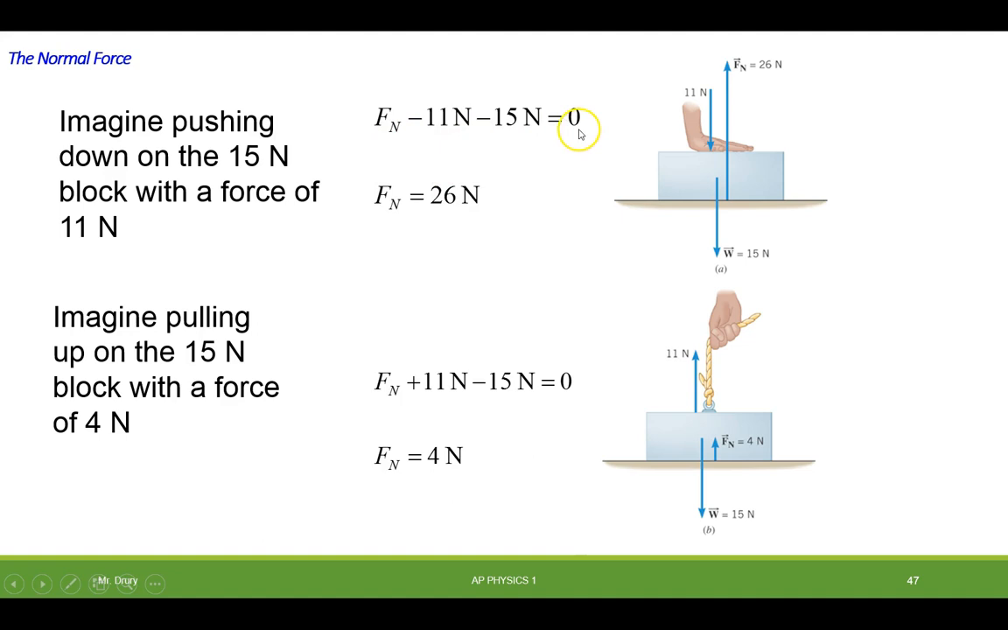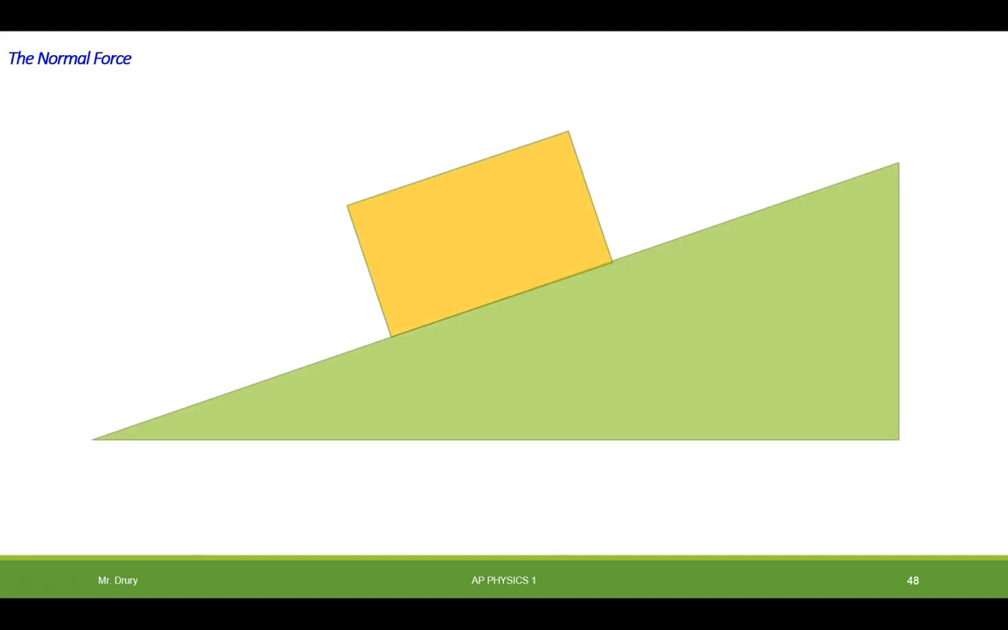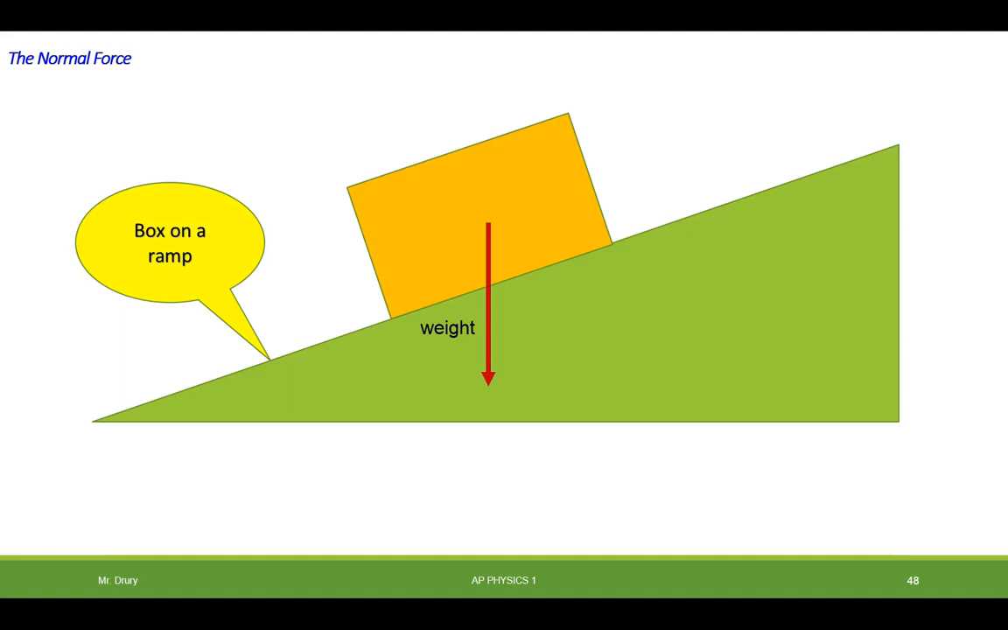All right, let's look at a block on a ramp. Obviously the block has weight, which acts straight down. Part of that weight acts into the ramp, and part of that weight acts down the ramp. So the normal force is not equal to the total weight, only the part of the weight that is acting into the ramp at a 90-degree angle, the perpendicular part. Which in this case would be the blue one. So the normal force is only equal to the weight in the Y.